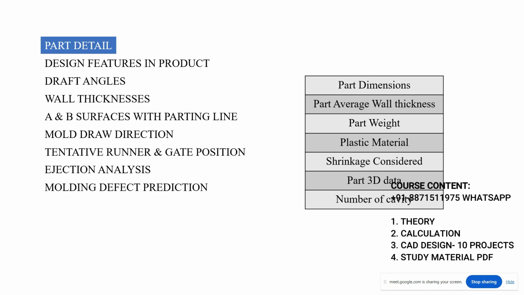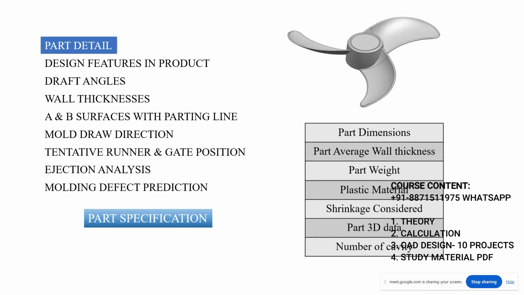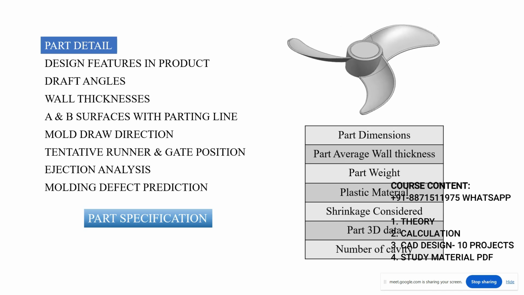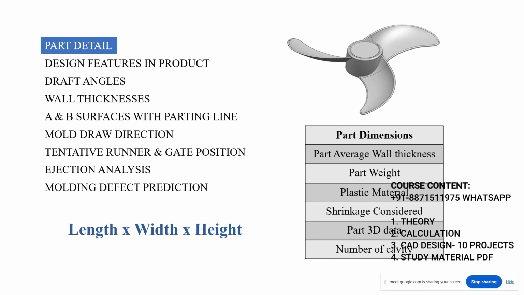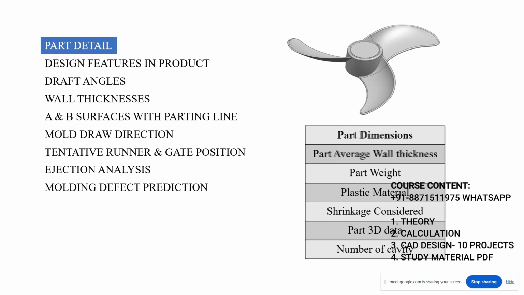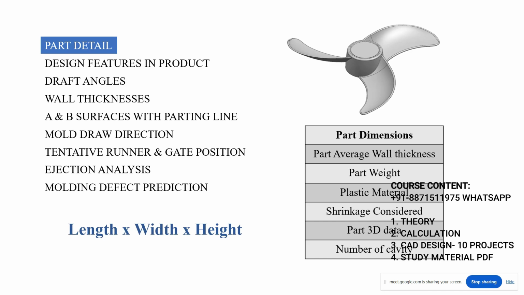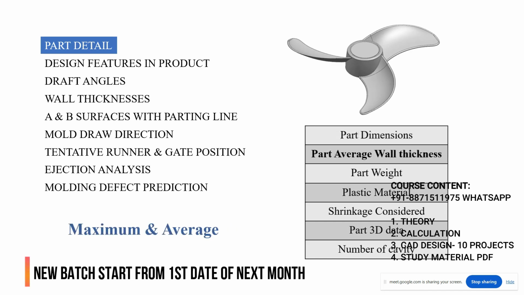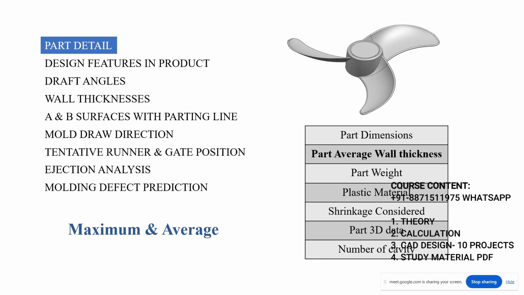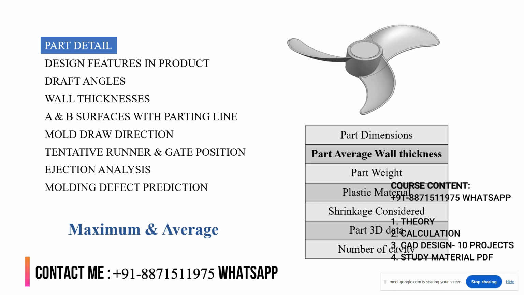How many cavities you want. So basically this information you have to show in the DFM. See here, this is all about the part specification of this component, as I told you. Now if I am talking about the part dimension, it means length, width and height. What is the overall length, width and height? And part average wall thickness means what is the maximum wall thickness and what is the average wall thickness. We have to show that, right?